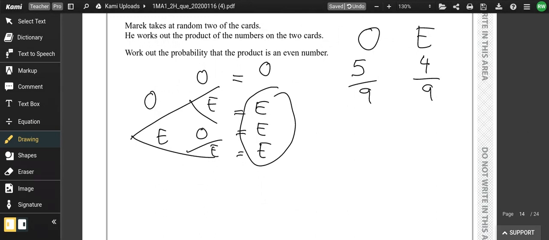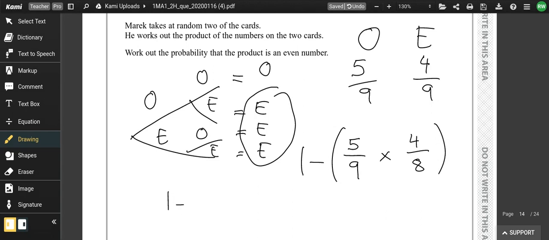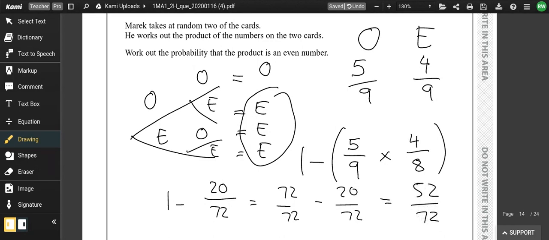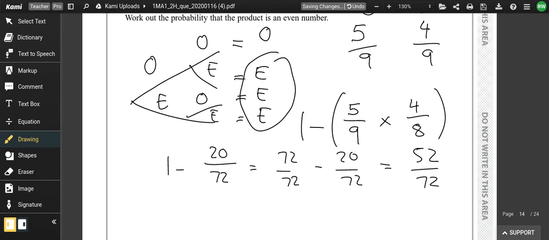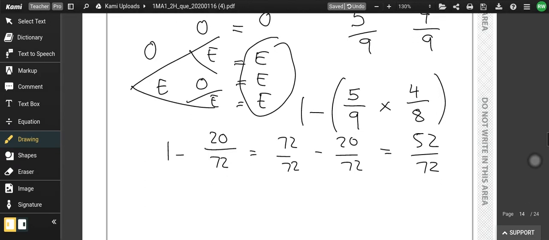So odd times odd, we would have 5 ninths times 4 eighths. That would be the probability of going odd then odd. And I'm going to do 1 minus that. So 1 minus 20 over 72. 72 over 72 minus 20 over 72 is 52 over 72. That's a lot quicker than doing the 3 ways of doing even like that.